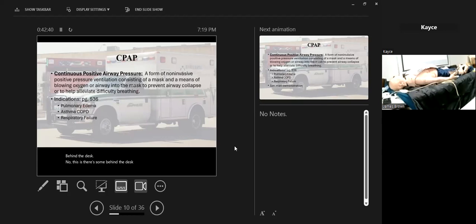All right, so there's a bunch of different CPAP machines out there. I'll have you guys come up here and look at this. Is this terribly different from the other CPAP? No, actually, it's the same. All right, cool.